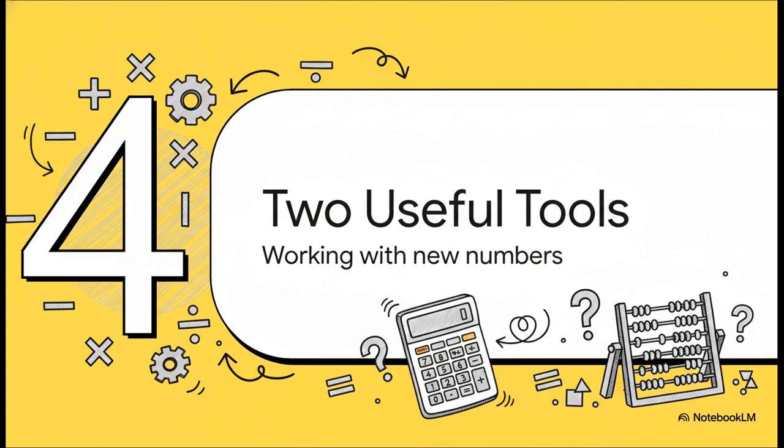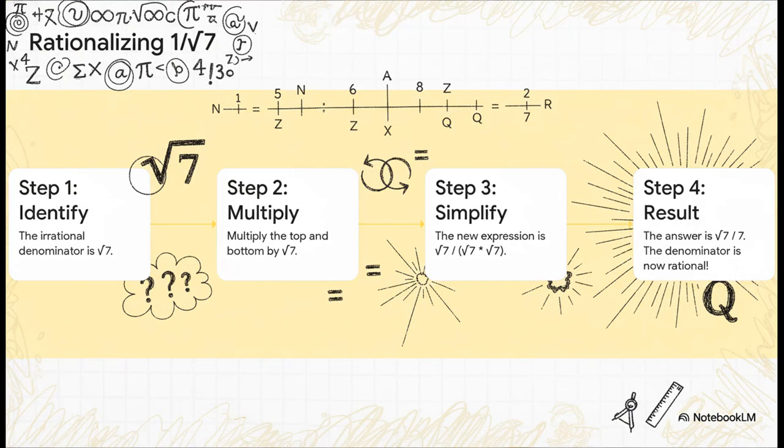That's a huge step. But what about actually using these numbers in calculations? Let's gear up with a couple of super useful tools that'll make working with them way, way easier. You've probably seen something like 1 over the square root of 7. It just looks messy, doesn't it? It's kind of clumsy to work with. Well, there's a really neat trick called rationalizing the denominator. All it means is we're going to clean up the bottom of that fraction.